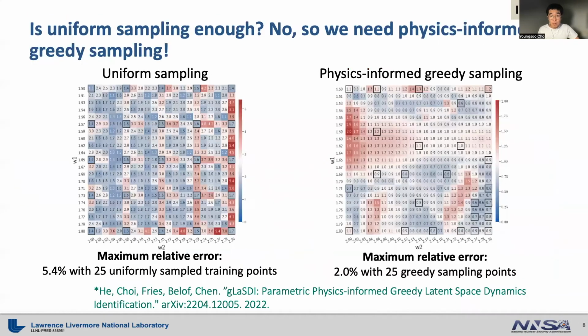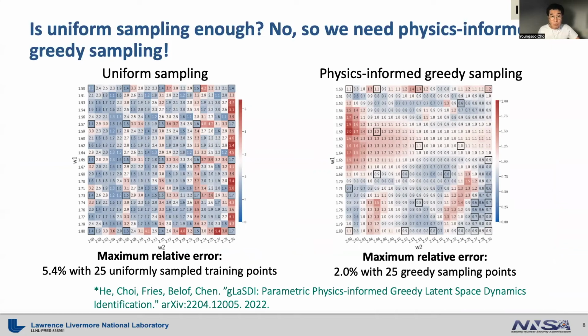We have actually developed such a non-uniform sampling procedure that is guided by the underlying physics. When we applied it to the same radial advection problems, we got better accuracy, even though we used the same number of training points, that is 25 training points in total.